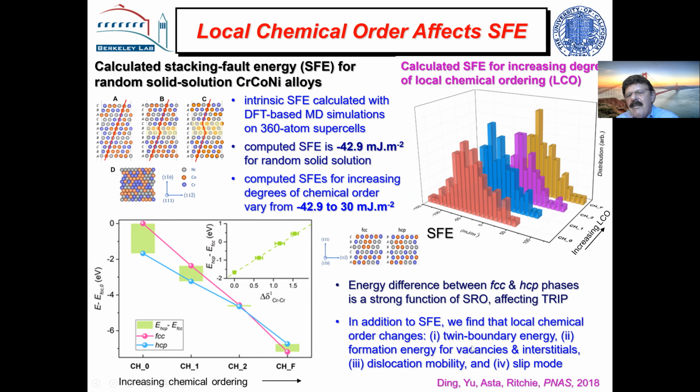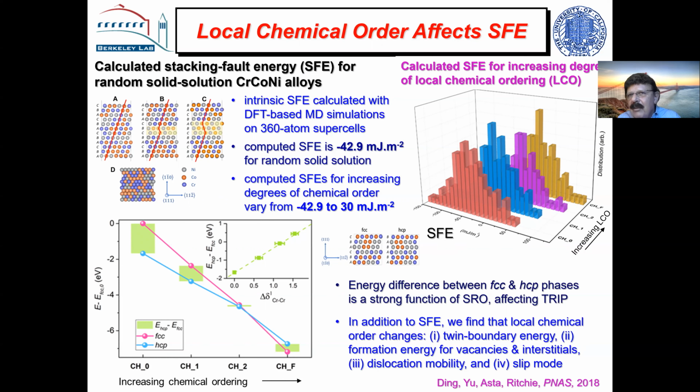We also found that it affects the twin boundary energy. I don't have to talk about this. We also find it affects the formation energies for interstitials and vacancies, which does have a bearing perhaps on why these materials are good for radiation damage, as has been pointed out, because you tend to delocalize the interstitials maybe. It affects dislocation mobility, it affects slip mode. This all came out of the DFT calculations.